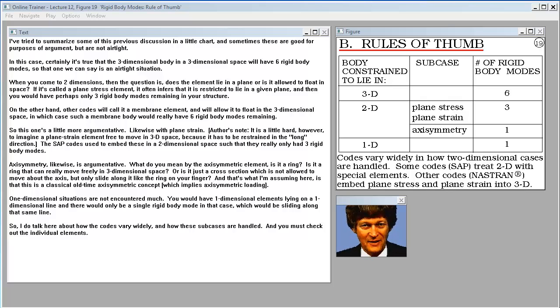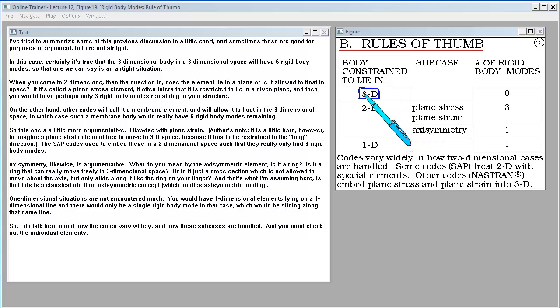I've tried to summarize some of this previous discussion in a little chart, and sometimes these are good for purposes of argument but are not airtight. In this case, certainly it's true that the 3-dimensional body in a 3-dimensional space will have 6 rigid body modes. So that one we can say is an airtight situation. When you come to 2 dimensions, then the question is, does the element lie in a plane or is it allowed to float in space?